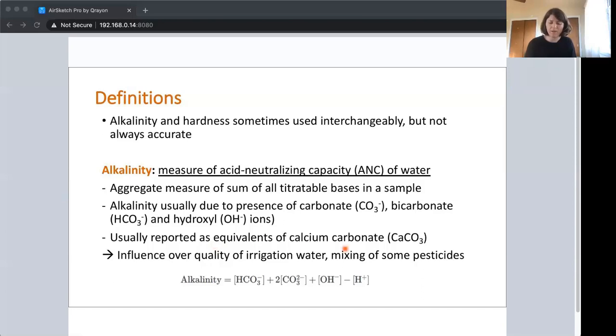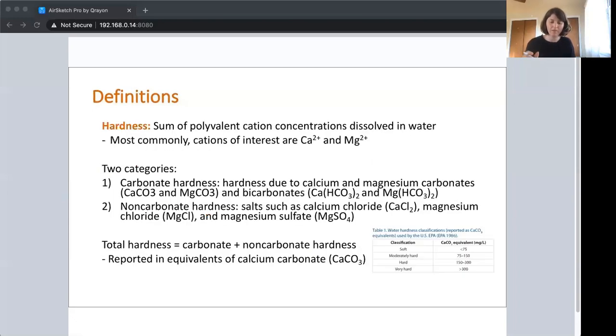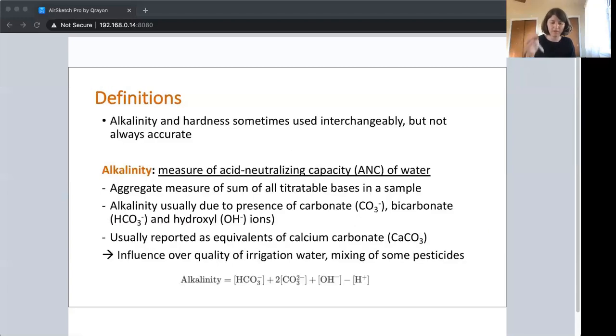And part of the confusion as well is because this is also reported as equivalence of calcium carbonate. And so there is some overlap, but I wanted to try to make clear what those differences are. And it really comes down to that non-carbonate hardness that creates that distinction. And so, of course, alkalinity, due to the presence of carbonates, largely has a large influence over, say, the quality of irrigation water, as we're talking about in this session, and the mixing of some pesticides, how effective they will be. So really important to understand how alkaline your soil water is. And of course, it influences so many other processes and properties of your soil.